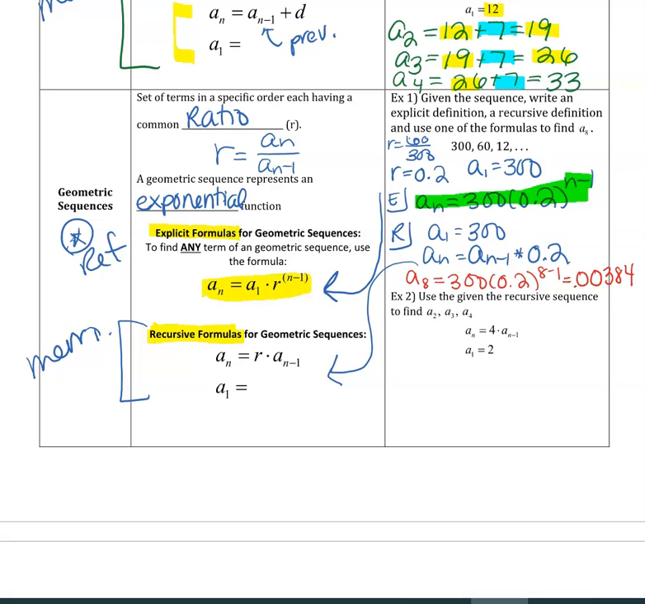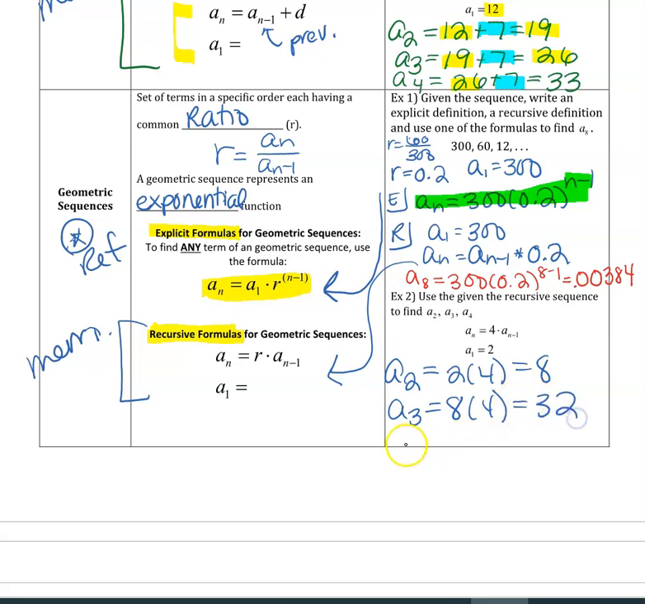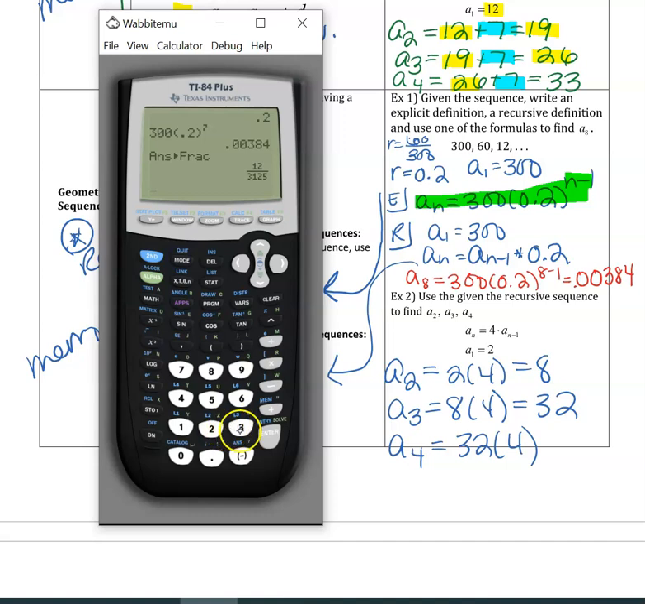All right, using the recursive sequence, we're going to find the second term, third term, and fourth term. So this says, if you want the next term of the sequence, take the previous term and multiply by 4. So a sub 2 would equal the previous term, which would be 2, times 4, which would be 8. If I want the next term, I'm going to take my previous term of 8, and again multiply by 4. That gives me 32. And if I want the fourth term, I'm going to take 32 and multiply by 4, which, if I go to my calculator, 32 times 4 would be 128.